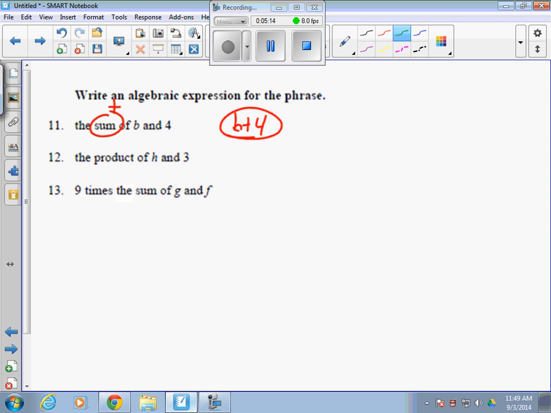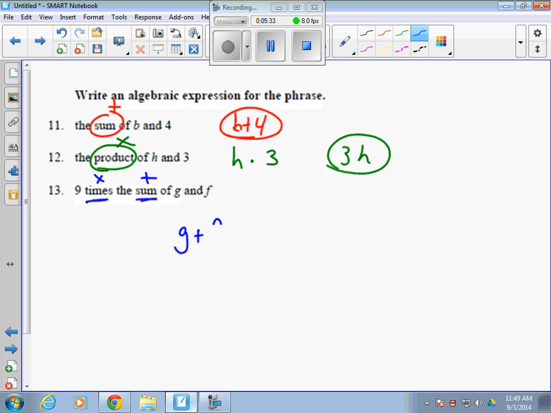The product of h and 3. Product means multiply. Of h and 3, you can say h times 3 or simply 3h. 9 times the sum of g and f. So you have times, which means multiply, and sum, which means plus. So the sum of g and f. 9 times that means 9 right next to the parentheses. So 9 times (g plus f).